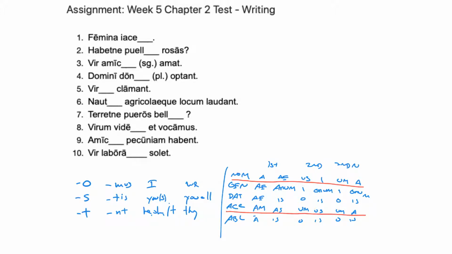All right, number 3, similar to number 2, except now we've got nos, which is nominative, so that's our subject, and amic, missing its ending, is going to be our direct object.